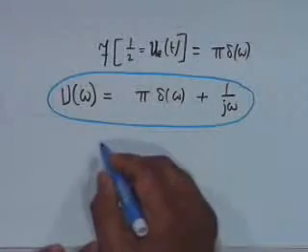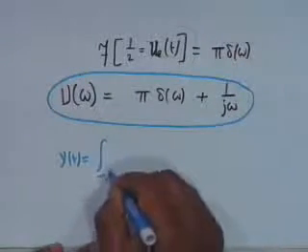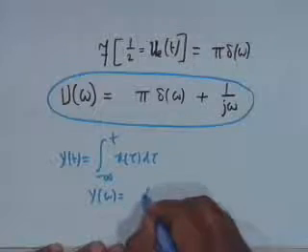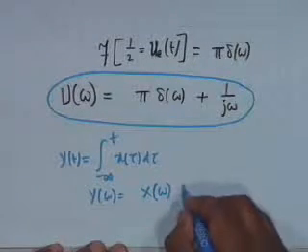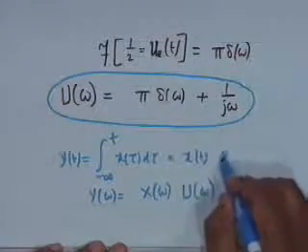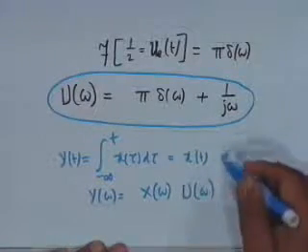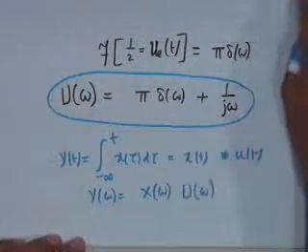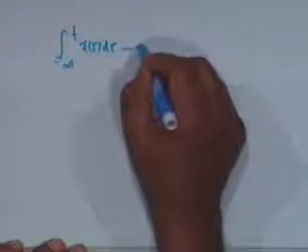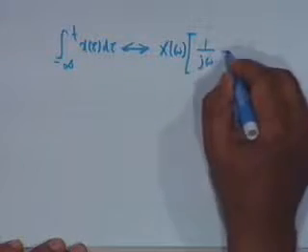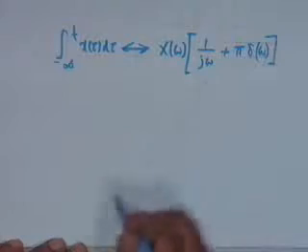Shall we now go back? We had said that if y(t) is the integral from minus infinity to t of x(tau) d tau, then Y(omega) is X(omega) times U(omega), because we had shown that y(t) is a convolution of x(t) with u(t), and by the convolution property Y(omega) is the product of the two transforms. So finally, the integral from minus infinity to t of x(tau) d tau transforms to X(omega) multiplied by U(omega), which is 1 over j omega plus pi delta(omega).